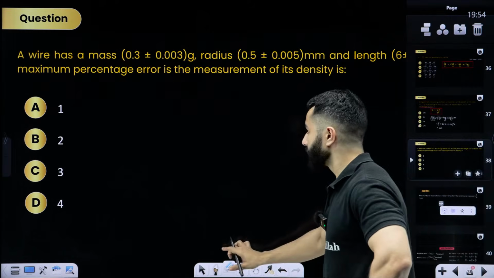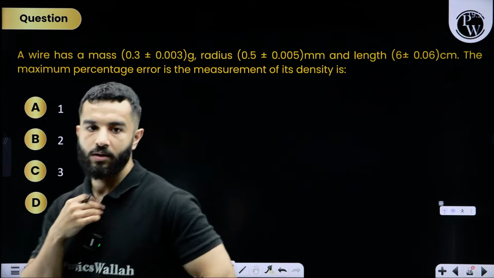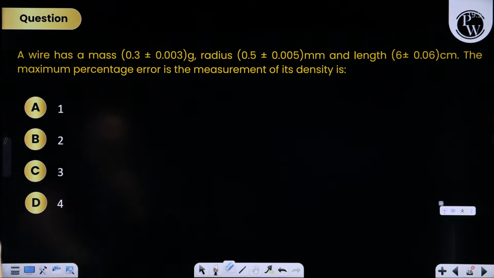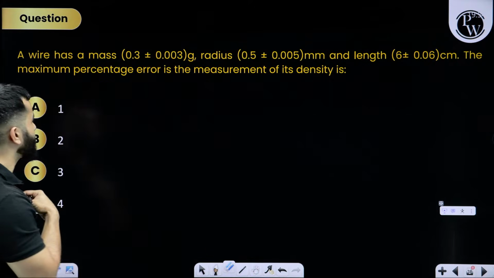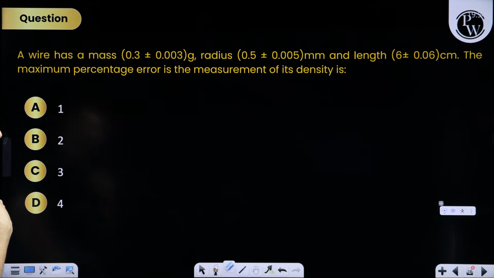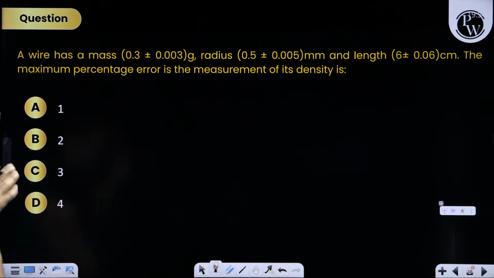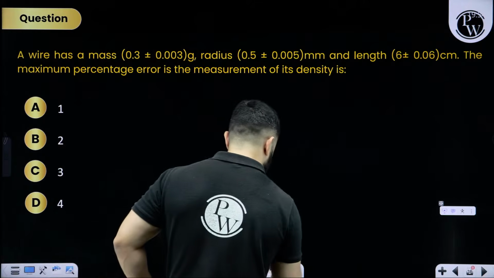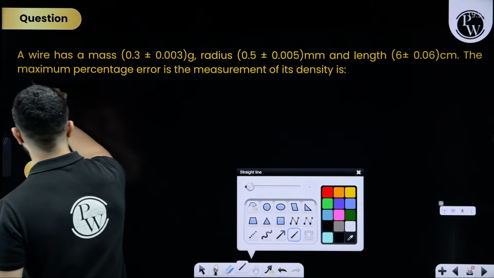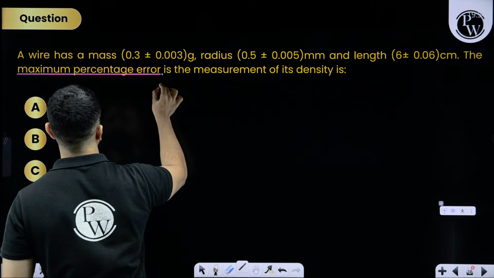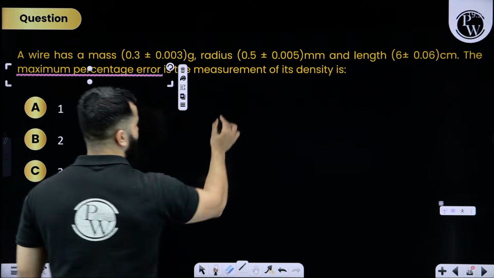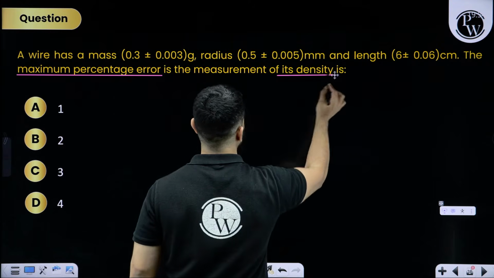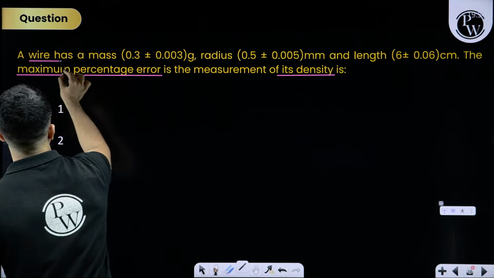Now let's see this one. Pay attention. Here they are saying a wire has a mass of this, radius of this, length of this, the maximum percentage error. Even if they are not going to talk about maximum percentage error, we are going to find maximum percentage error only. In the measurement of its density, they are talking about a wire.